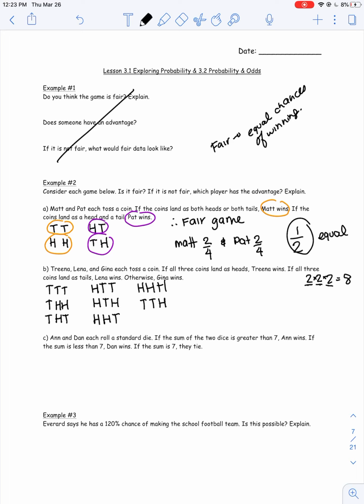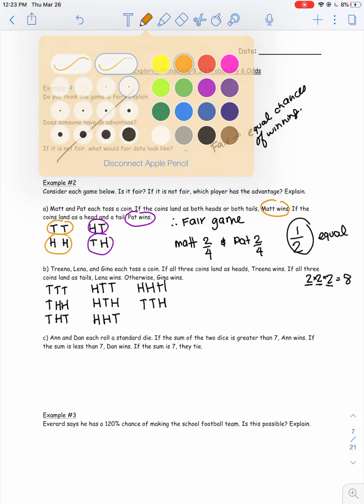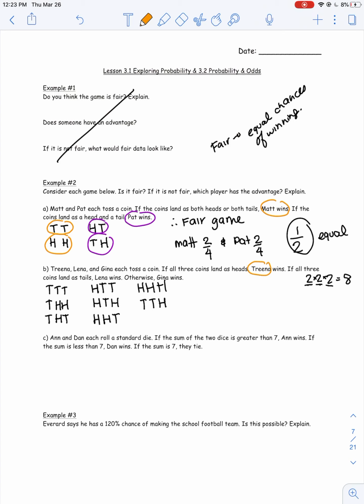The reason I need to list them is now I can figure out when Trina wins, when Lena wins, and when Gina wins. I'm going to circle in another color when Trina wins. If all 3 coins land as heads, like in this case right here, Trina wins. If all 3 coins land as tails, like in this case, Lena wins. Otherwise, Gina wins. All these leftover outcomes right here are where Gina wins.